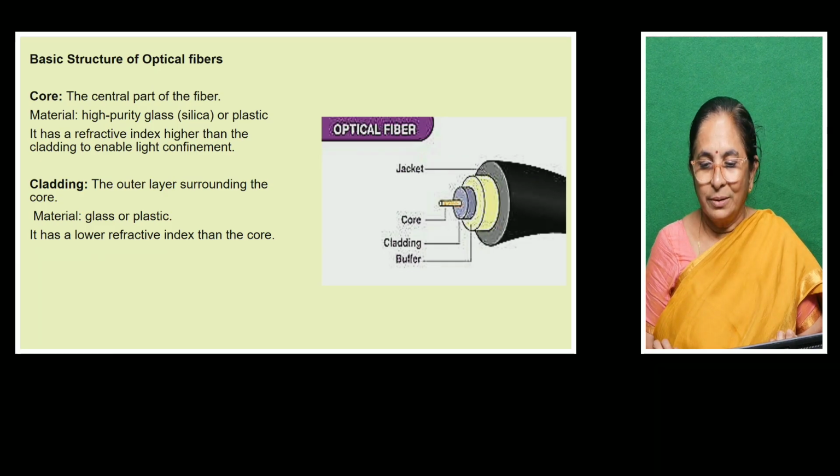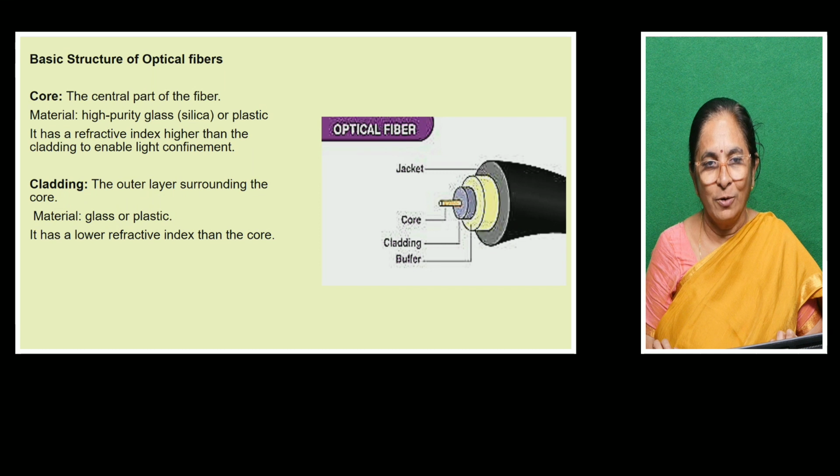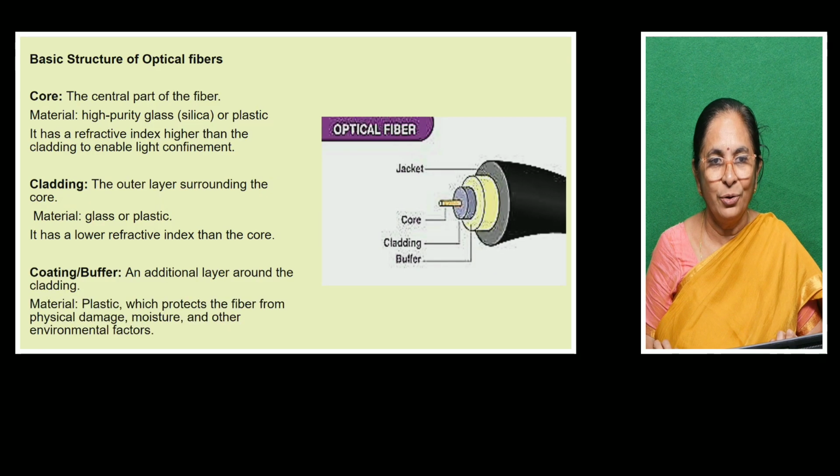So the core is made of glass, high purity glass, usually silica, or plastic. Even the cladding will also be made out of glass or plastic. Core's refractive index will be very high. Cladding refractive index will be lesser than the core. Additional layer is called buffer. This is also made of plastic, which protects the fibers from physical damage or moisture or any other environmental factors like temperature or electromagnetic interference, etc.